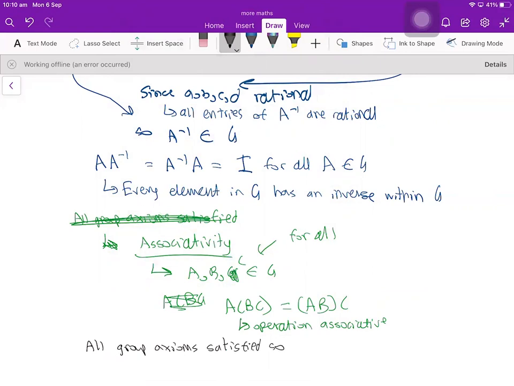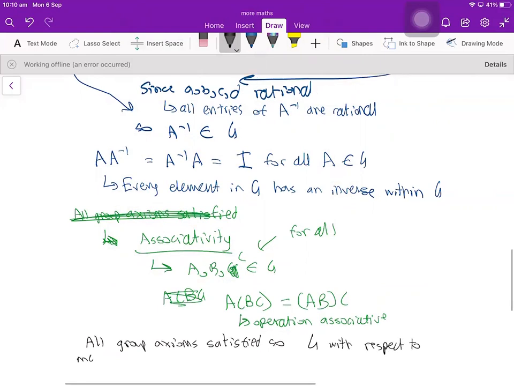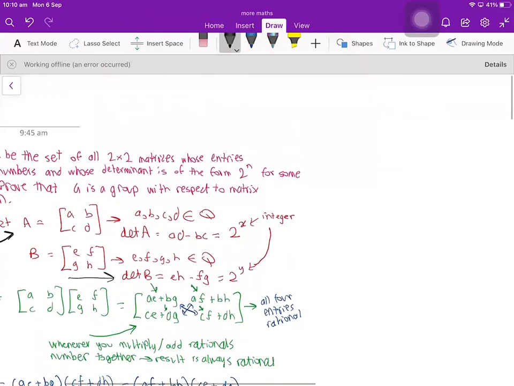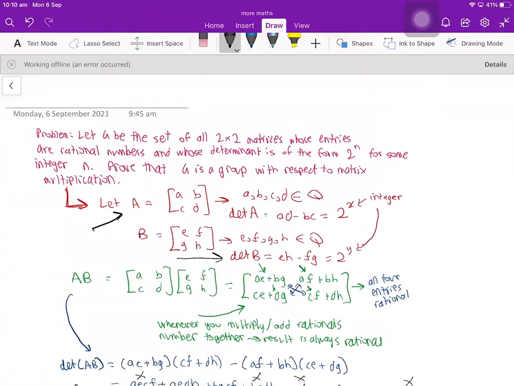So it means the set G with respect to matrix multiplication is a group. Okay, so we've successfully proven that all 2 times 2 matrices with rational entries and determinant of the form 2 to the power of n form a group with respect to matrix multiplication.